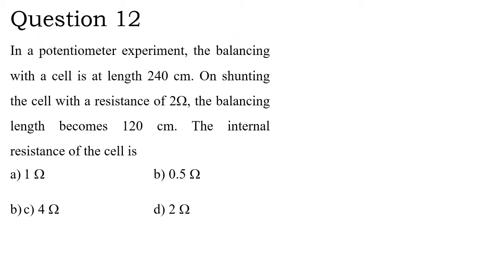Question number 12. In a potentiometer experiment, the balancing with a cell is at a length of 240 centimeter. On shunting the cell with a resistance of 2 ohm, the balancing length becomes 120 centimeter. The internal resistance of the cell is, and here the four options are given to you on the screen. You can see them. Now, without much ado, let's move ahead with the solution.